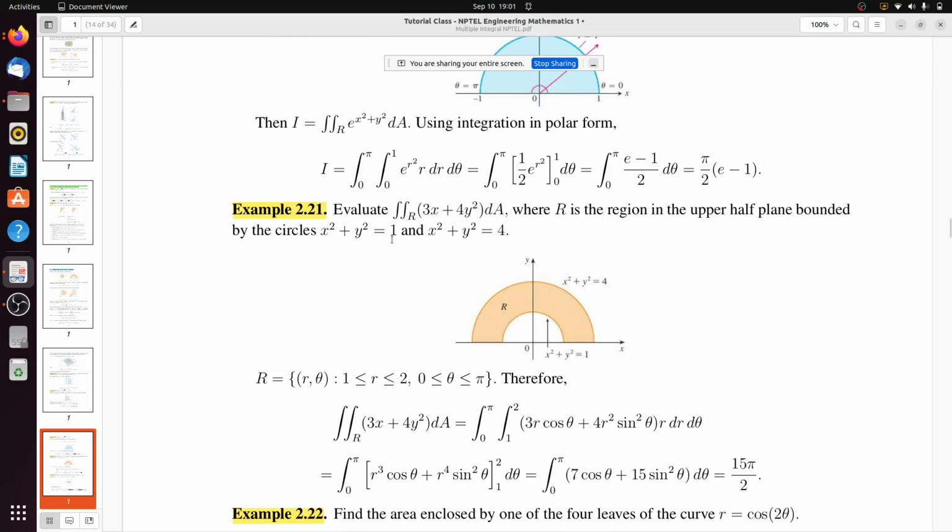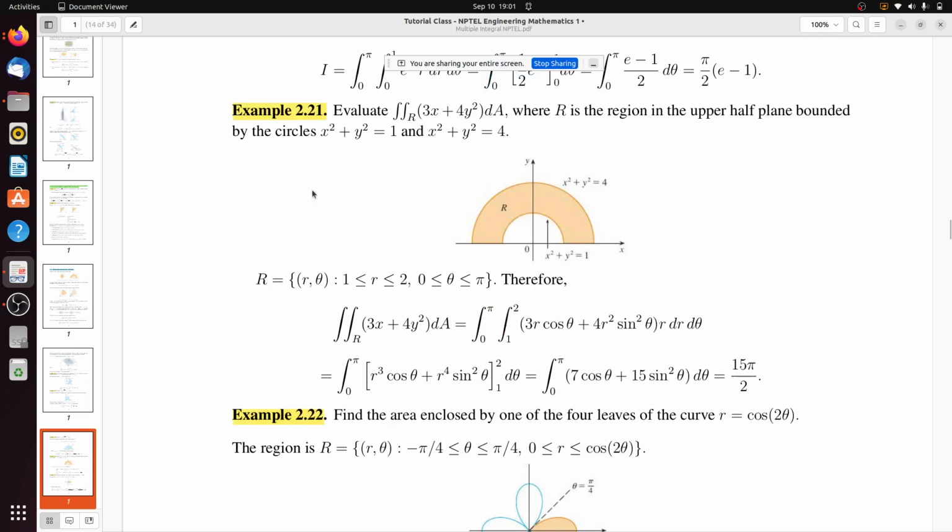Also, if you are to determine the area in between two circles, how do you handle two circles? Here the smaller circle is x square plus y square equal to 1, and the bigger circle is x square plus y square equal to 4. So your domain of integration is r equal to 1 to r equal to 2, and theta varies from 0 to pi, so that you can cover the region. So this is 3r cos theta, x equal to r cos theta, plus 4 y square, y equal to r sin theta. It will be 4r square sin square theta, r dr d theta.